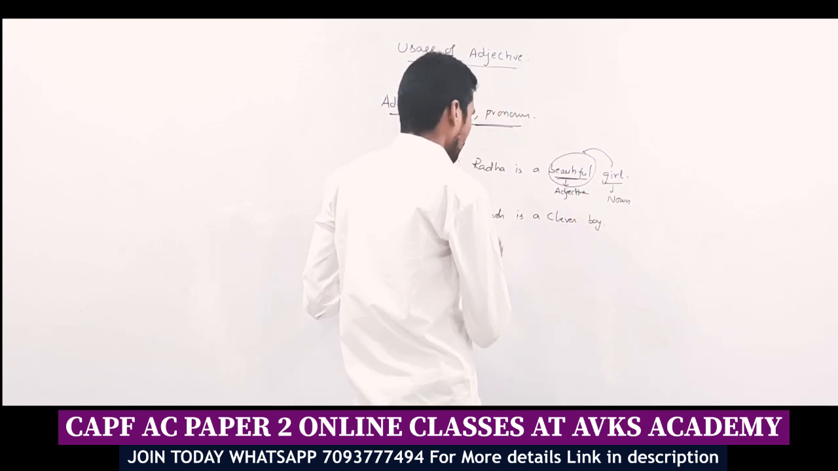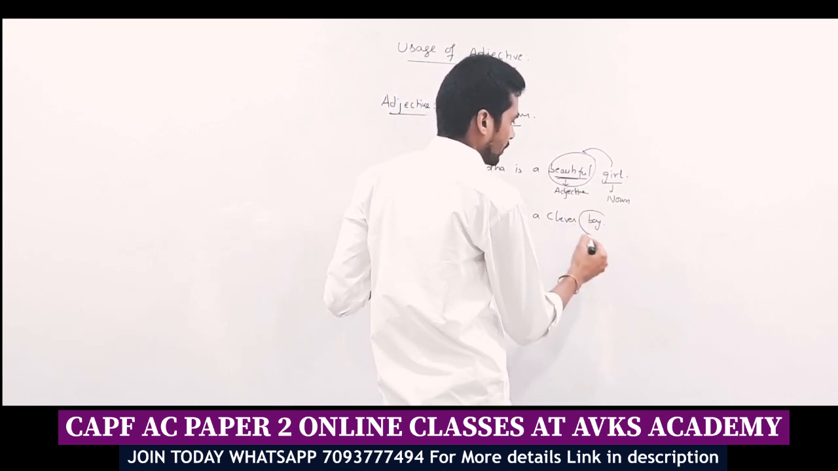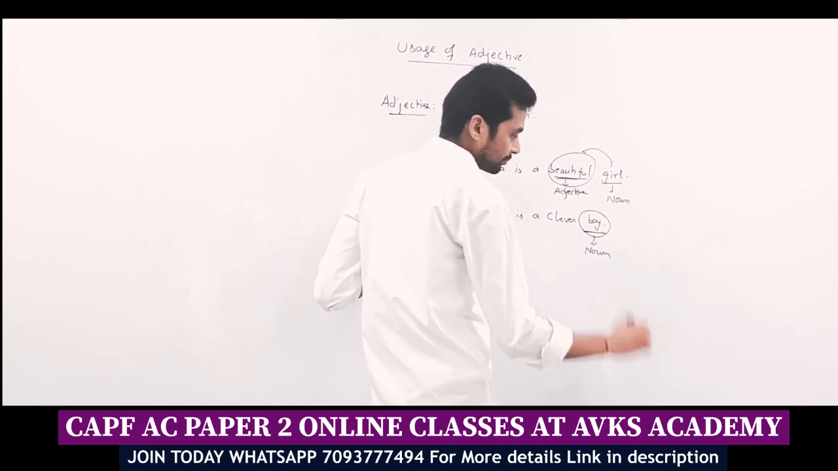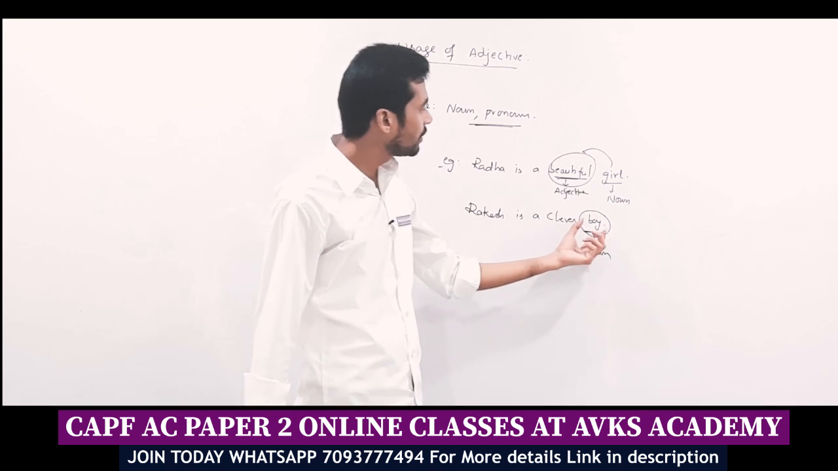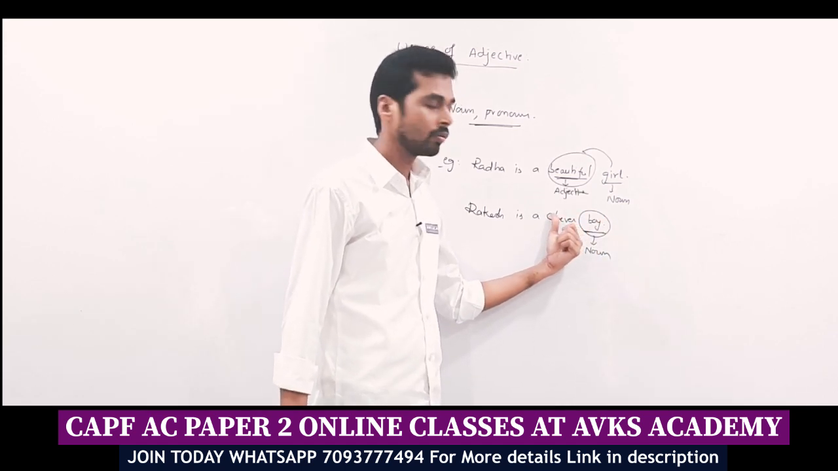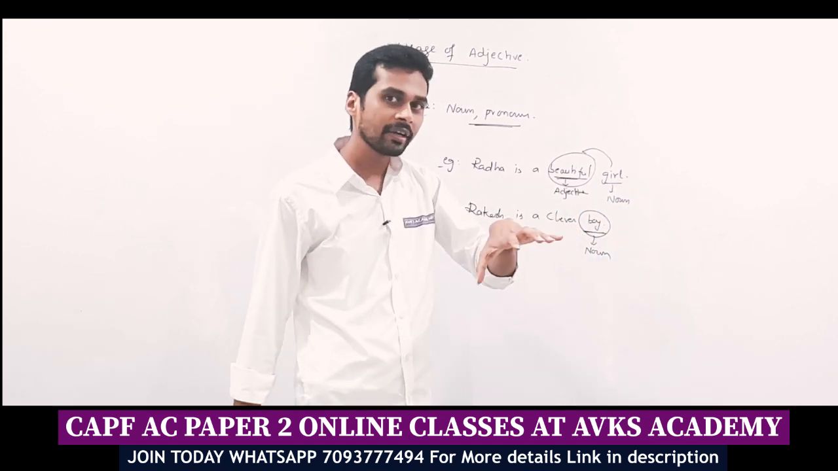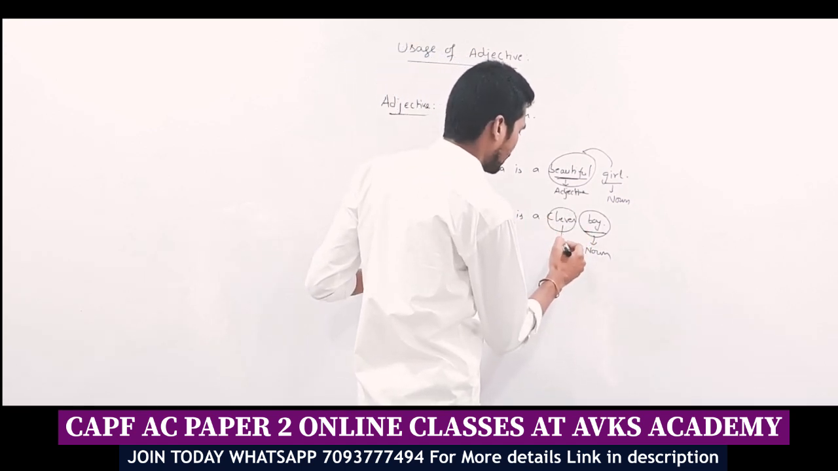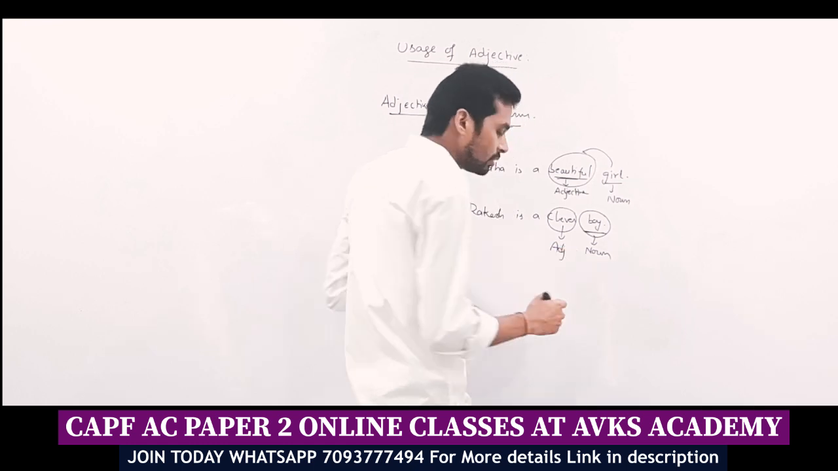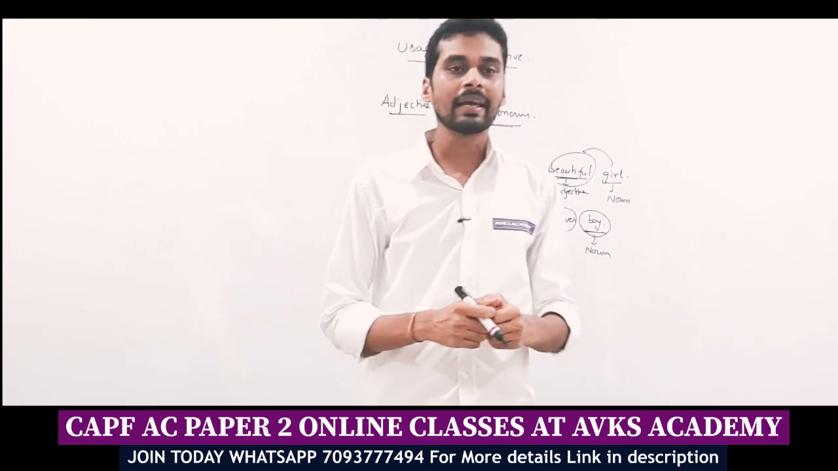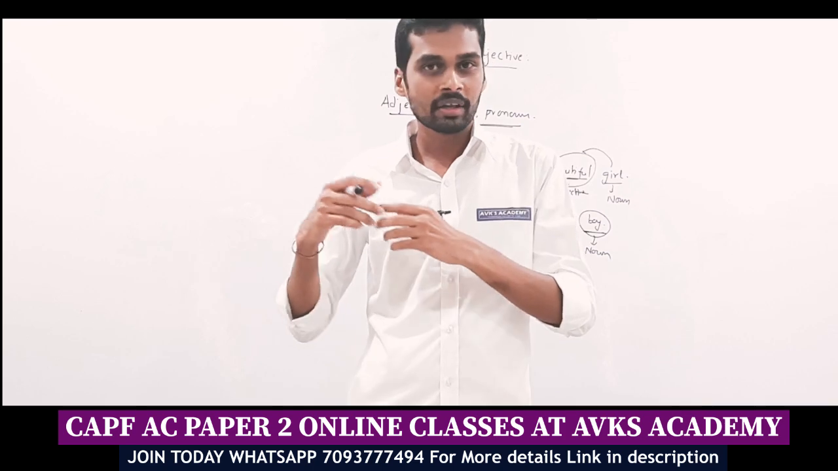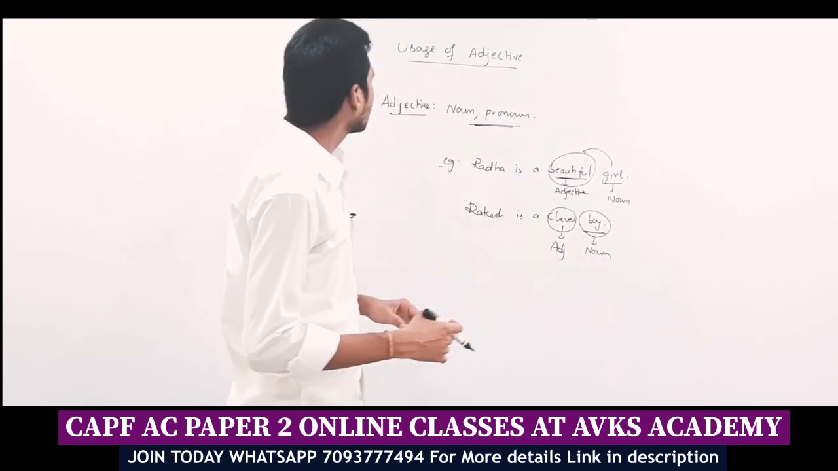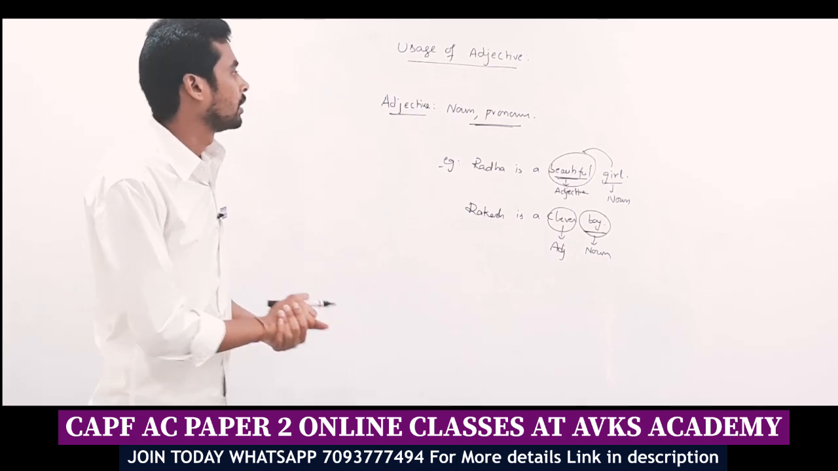And similarly, Rakesh is a clever boy. There again, boy is what? Noun. And again, we are describing how this boy is. We are describing a quality of this boy. So clever is an adjective. Simply, we are describing a quality of a person, or a quantity of something. So all this comes under the adjectives part.